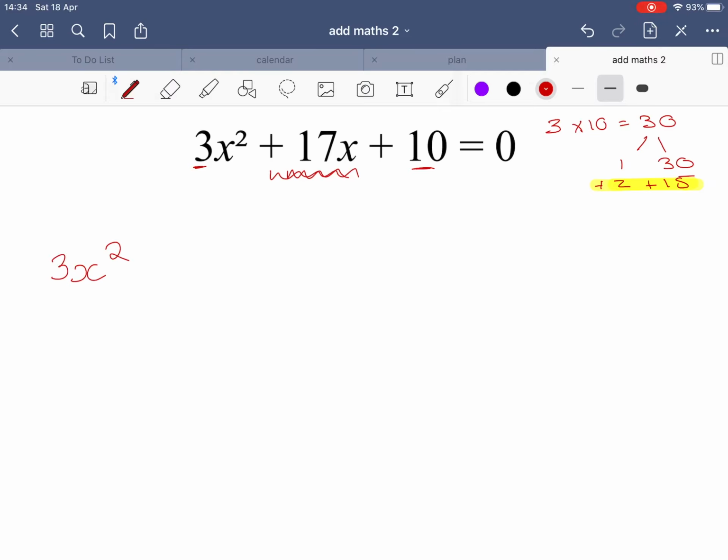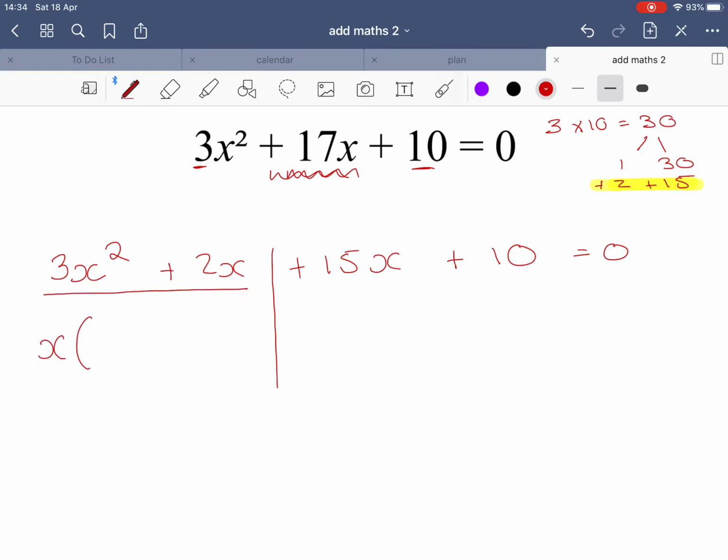So I'm going to rewrite it as 3x squared. Instead of 17x, I'm going to put plus 2x and plus 15x, and I've still got my positive 10. You can still put equal 0 if you want to, because it's still there. I'm going to factorise the first half, so what goes into 3x squared and 2x? There's just an x, no number goes into 3 and 2. X times what is 3x squared?